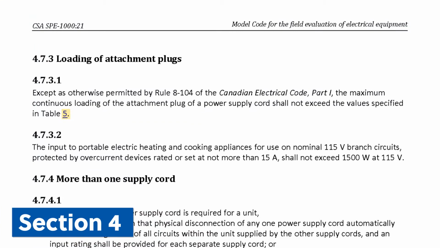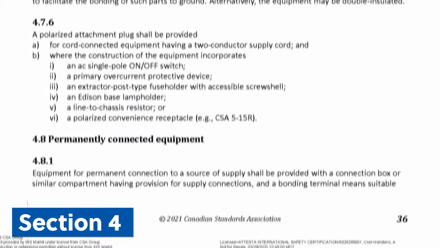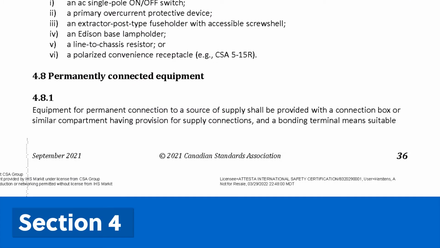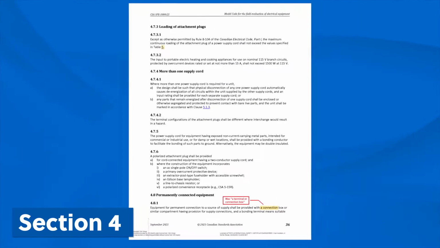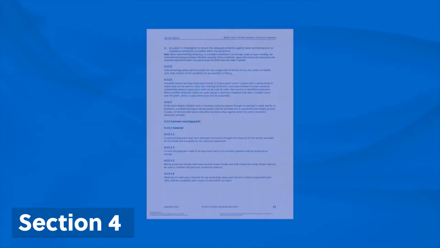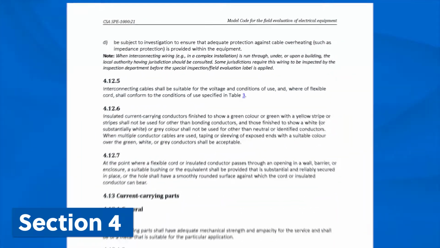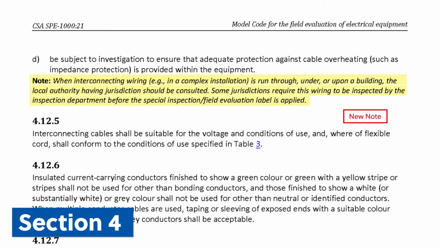Again, an updated table number, because as it turns out, they added a table and numbers got shifted. A piece of text here, a bit of clarification. Previously this said a terminal or connection box. Now, it just simply says a connection box. The implication is that terminals need to be inside connection boxes. There's a new note here regarding interconnecting wiring.